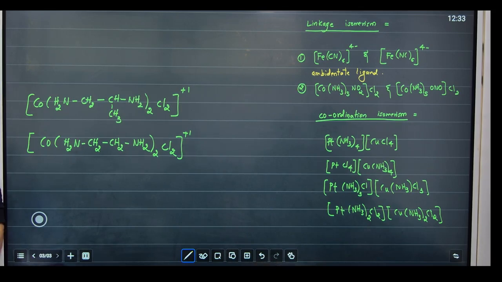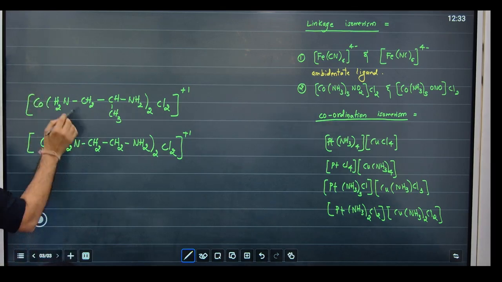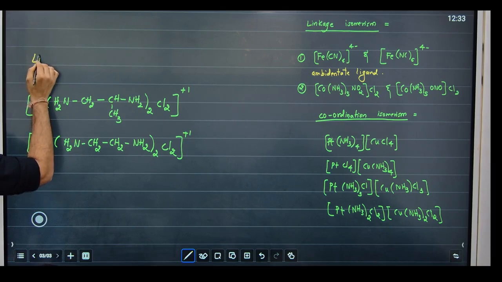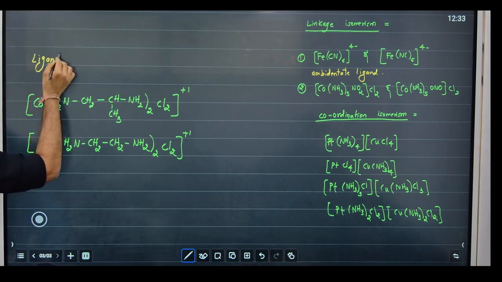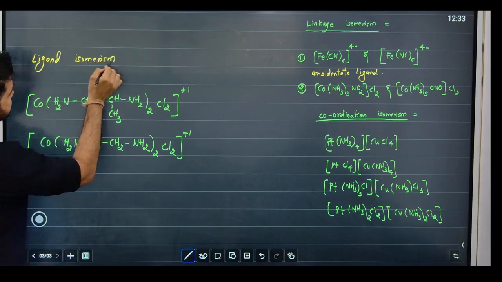Next, please write down. The next type of structural isomerism that we have is called as ligand isomerism.